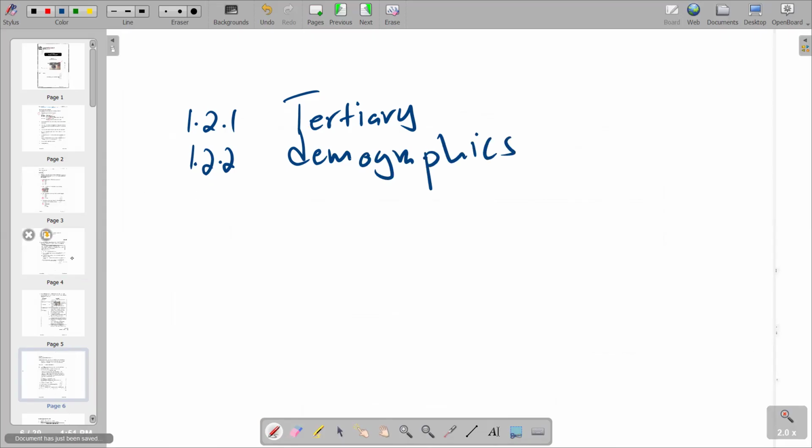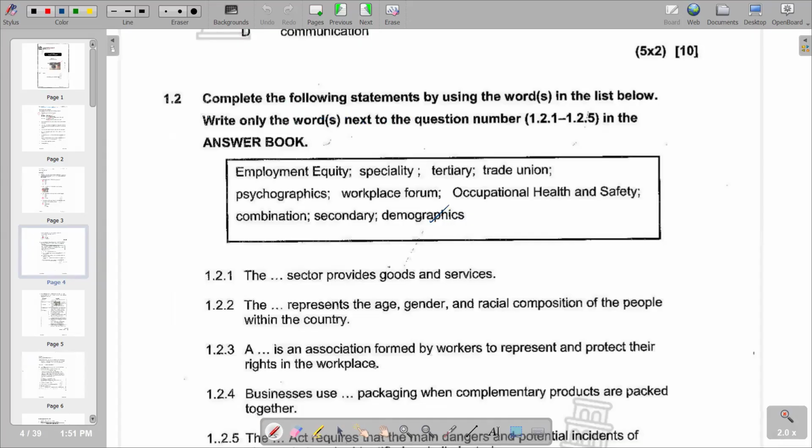And we move on to the next question, which reads, a dash is an association formed by workers to represent and protect their rights in the workplace. We have trade unions as the correct response.